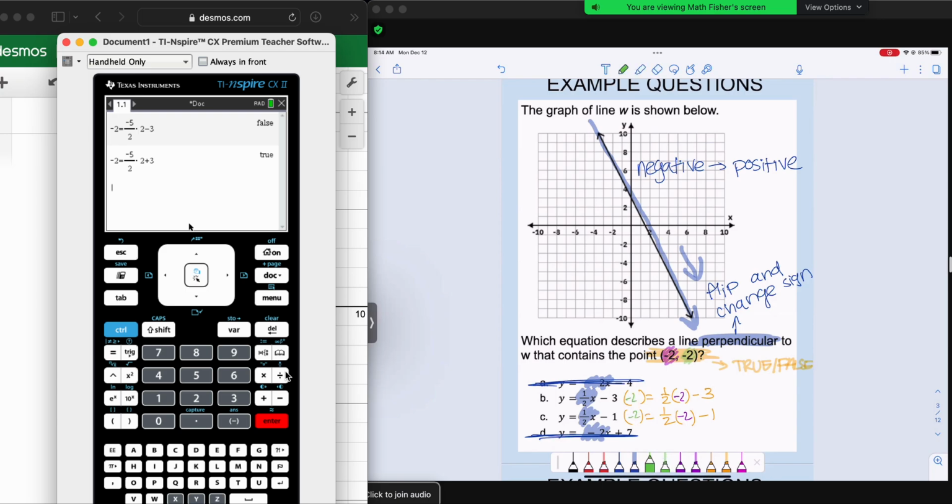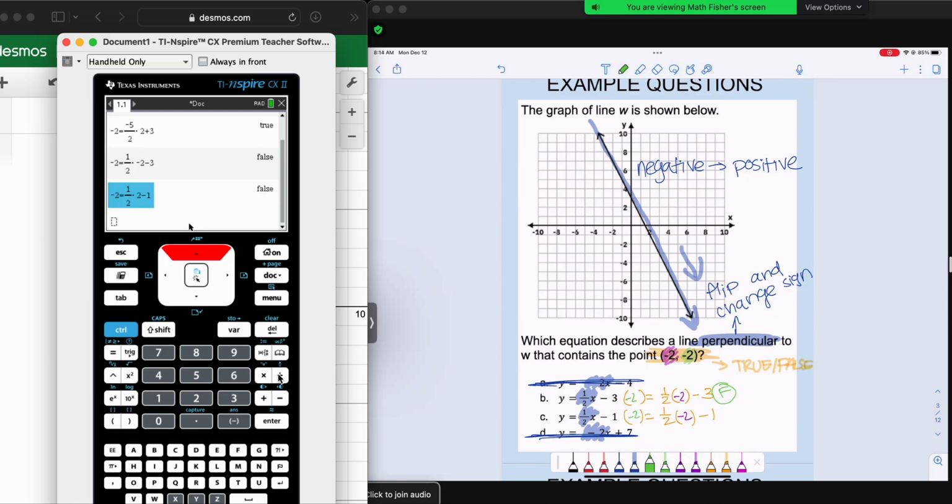And then I'm going to go to our calculator and do true or false. Negative 2 equals control divide 1/2 negative 2 minus 3, enter, which gives us false. So B is false. Now let's try C. Negative 2 equals control divide 1/2 2 minus 1. Enter. That gives you false as well.